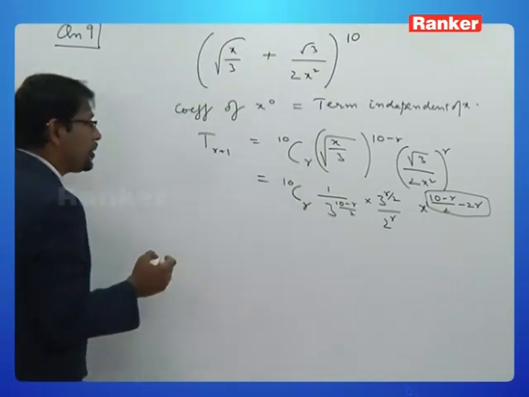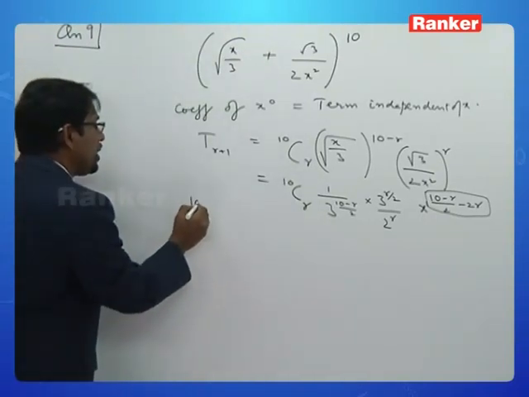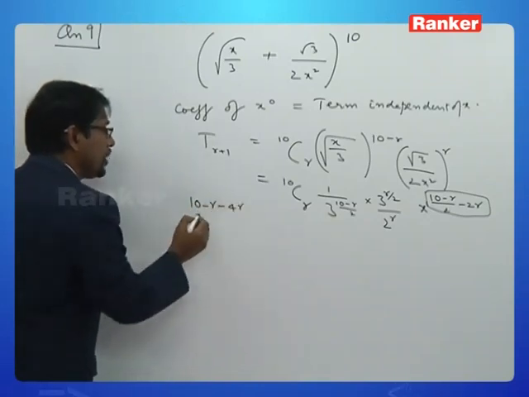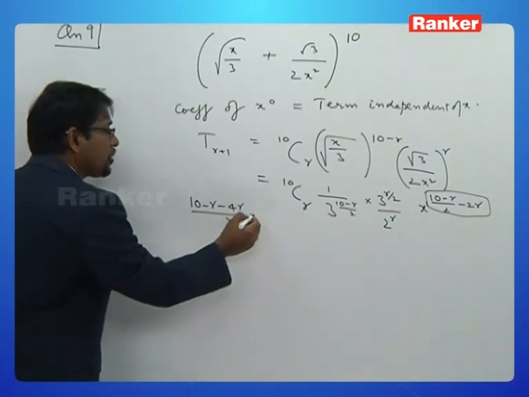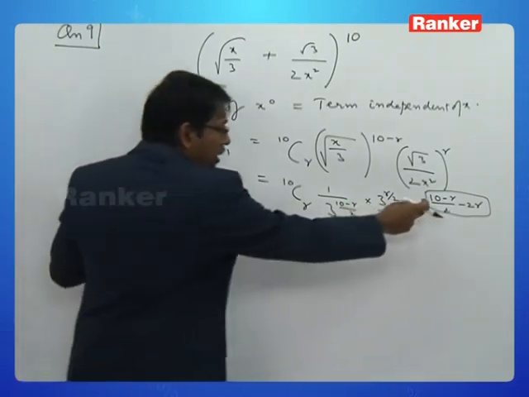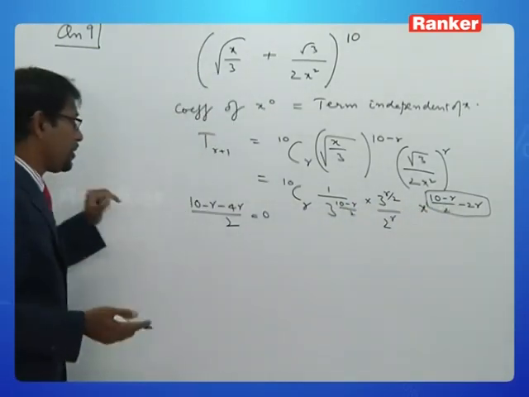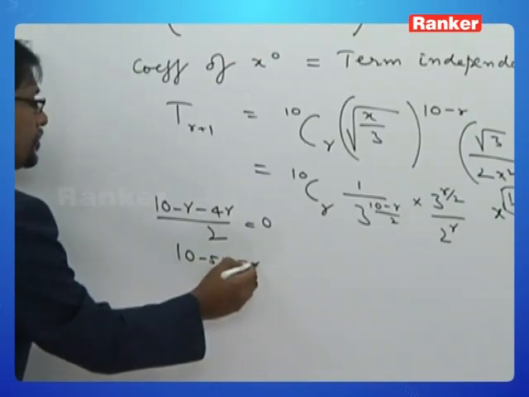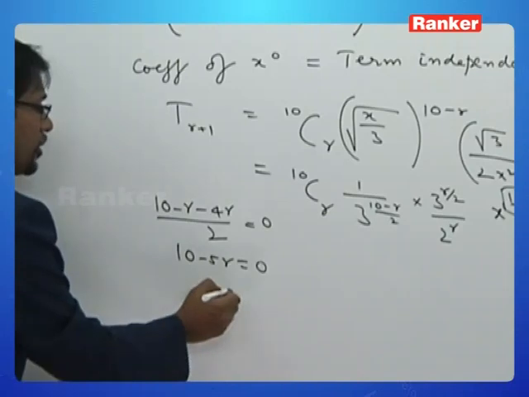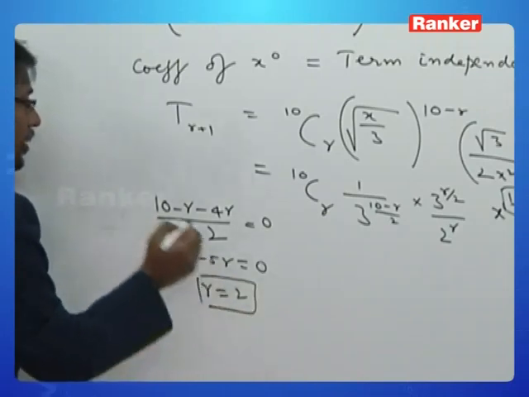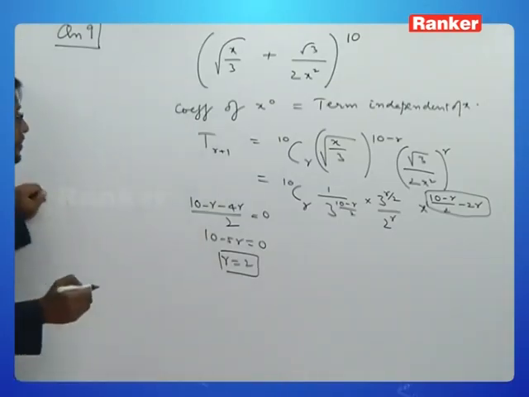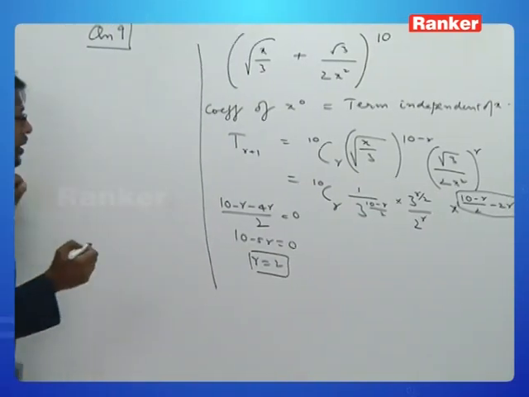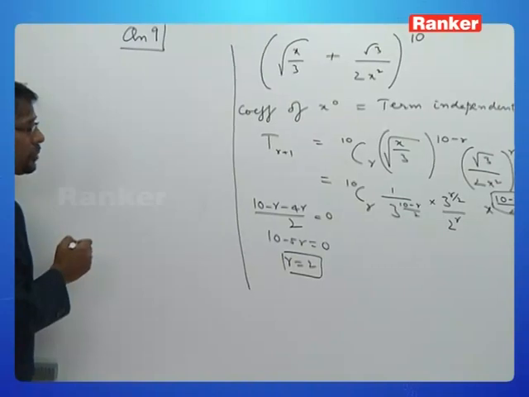Okay, now observe what do we have here? 10 minus r minus 4r by 2 should be equated to 0. By taking the LCM, we have this right here. So what do we have? 10 minus 5r to be 0. So clearly r is equal to 2. So r has to be 2 here. If r is equal to 2, what does this turn out to be?